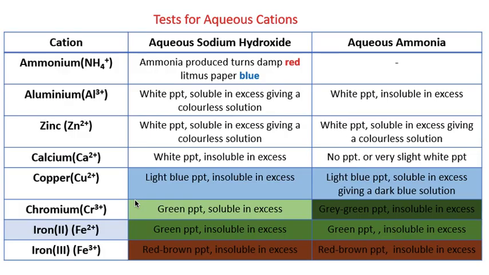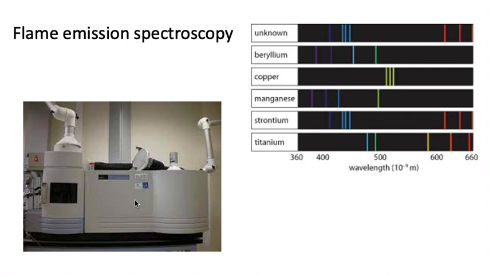The second method for testing cations is flame emission spectroscopy. It involves use of an advanced device. Flame emission spectroscopy will allow you to test a mixture of cations at the same time. You can also test cations that don't produce any color in the flame test. The results that you get from flame emission spectroscopy are spectra.